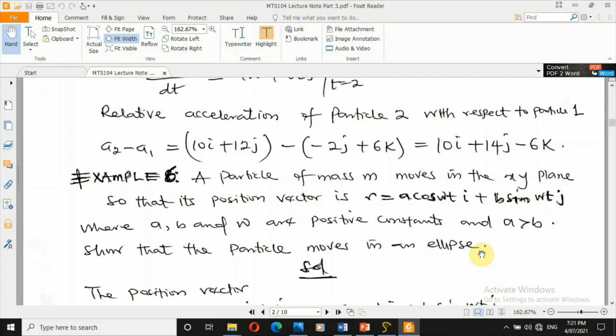Now remember, what do you know about an ellipse? Let me remind you of the equation of an ellipse. That is x squared over a squared plus y squared over b squared equals 1. That is the equation of an ellipse. And don't forget that we have 4 cases.